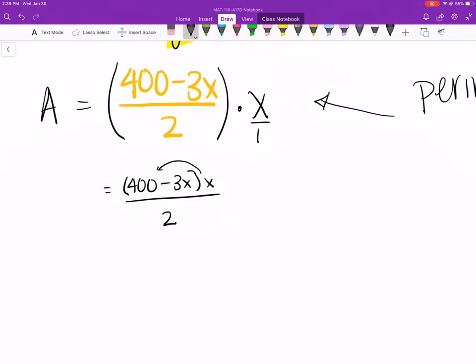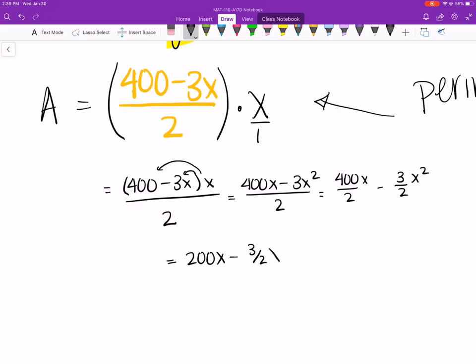Now I'm going to go through and distribute that x. So I have 400x minus 3x squared all over 2. Now I'm going to split up that 2. 400x divided by 2 minus 3 over 2 x squared. Well, reduce, 400 divided by 2 gives me 200x, and then that 3 over 2 is just going to be written out front. So now I have a function that I can find the vertex of. So I'm going to rewrite the order because I like it to be written in nice standard form. Now I'm going to find the vertex of that thing.